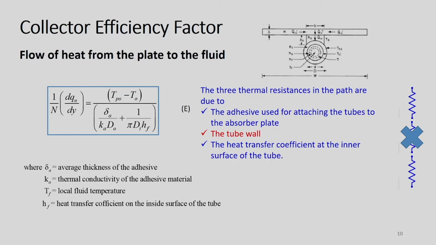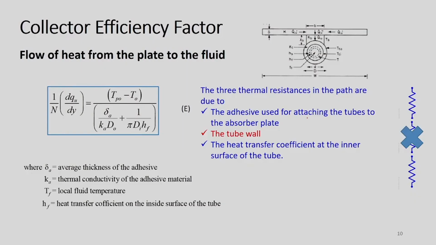Now, the next step is to calculate the flow of heat from the plate to the fluid. When we are talking about flow of heat from the plate to the tube, we must consider three thermal resistances, because heat will be lost. So, why will this heat loss be there? These thermal resistances need to be considered.